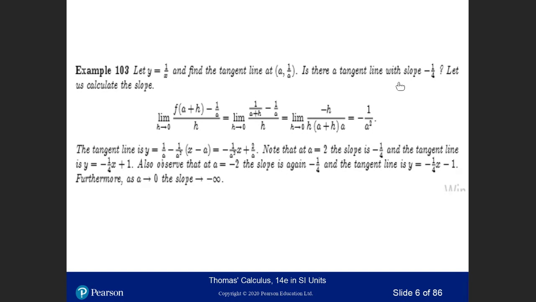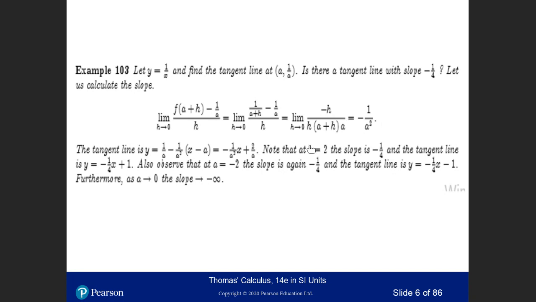Okay, now let's calculate f of x sub 0 plus h minus f of x sub 0, divided by h, and then take the limit. So it's 1 over a plus h minus 1 over a, all divided by h. Of course, if you do this subtraction, you get minus h, because if you equate the denominators here, a is here, a plus h is here. So the a's cancel out, you get minus h here.